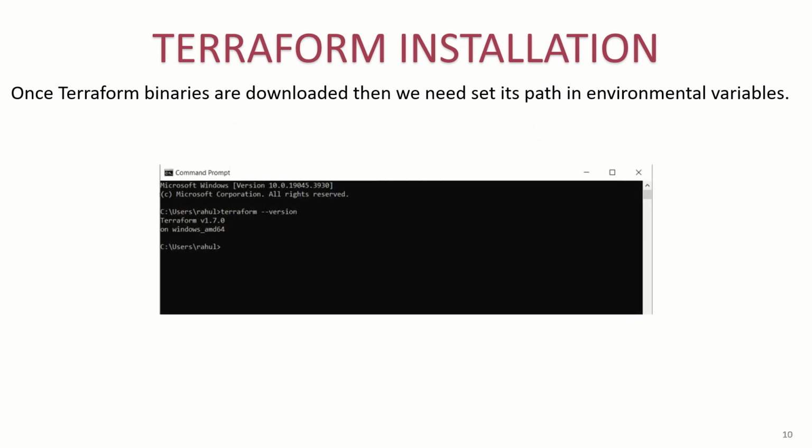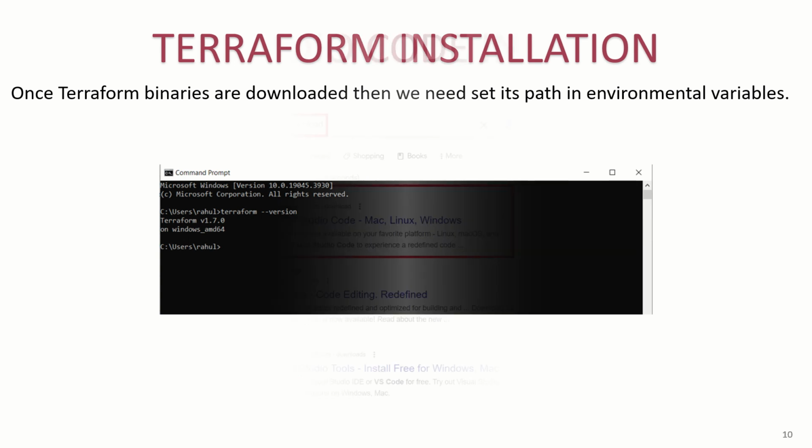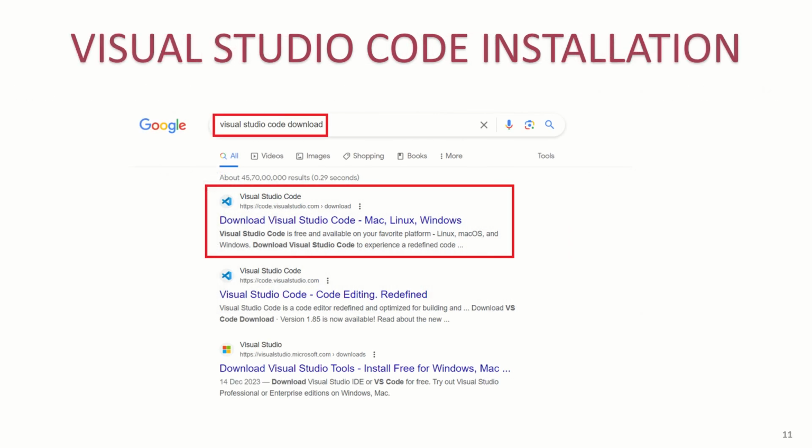Once this is done, we can just run this command, terraform hyphen version. It will give you the version of Terraform. So in this way we can install Terraform, and we can run this Terraform command from anywhere. Its installation is very easy, and this particular binary is also open source, so we can use it. It is not chargeable. Secondly, we need Visual Studio Code.